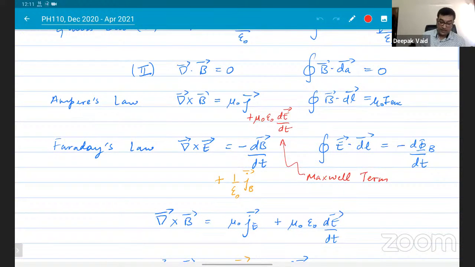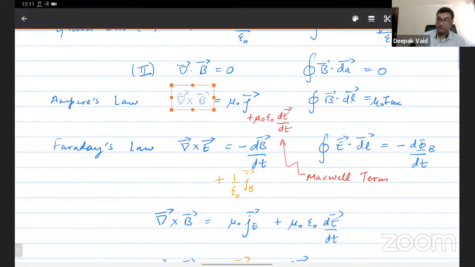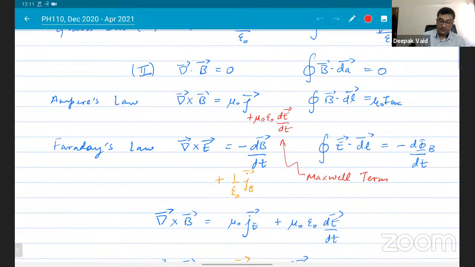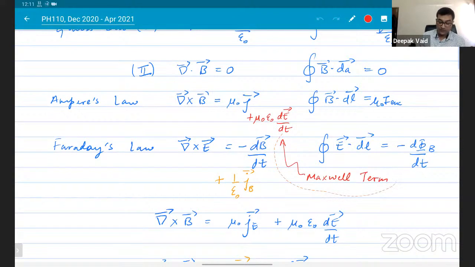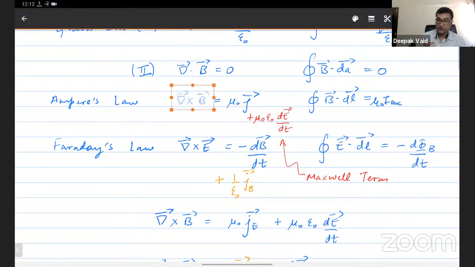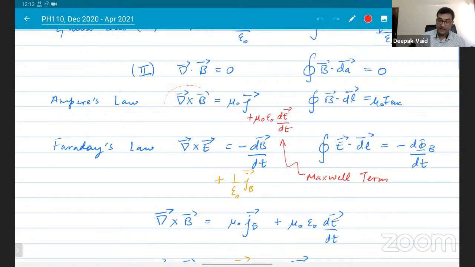So if you have a current, it creates a magnetic field. But if you have a changing electric field, that will also create a magnetic field. This equation is due to Maxwell, and we'll talk about this equation today. Now, when you talk about curl, Stokes theorem is what matters. Stokes theorem, this is a vector quantity.